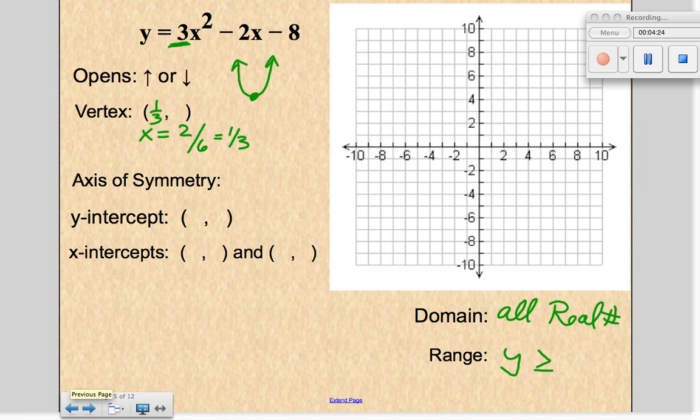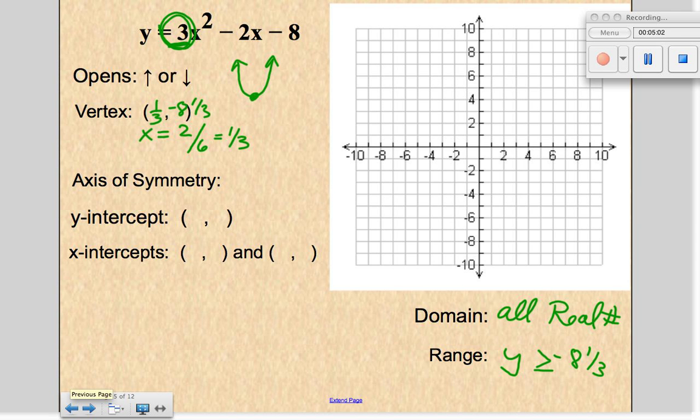And then to get my y value, I'm going to do 3 times 1/3 squared minus 2 times 1/3 minus 8. So my y value of my vertex is negative 8 1/3. So y is greater than or equal to negative 8 1/3. So that is how I get my range if I don't have everything all graphed out.